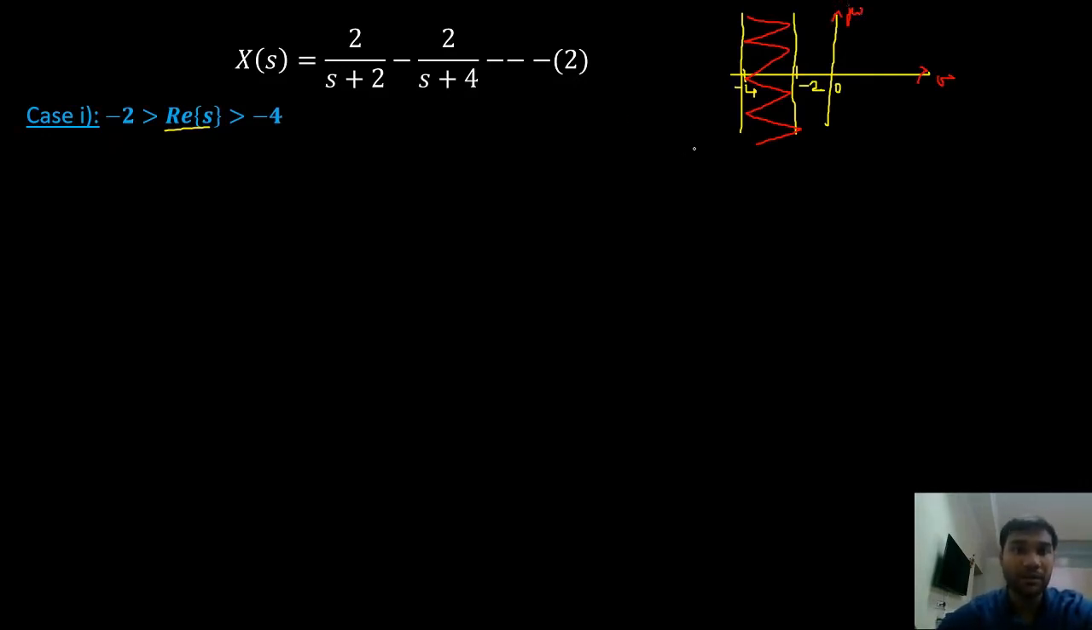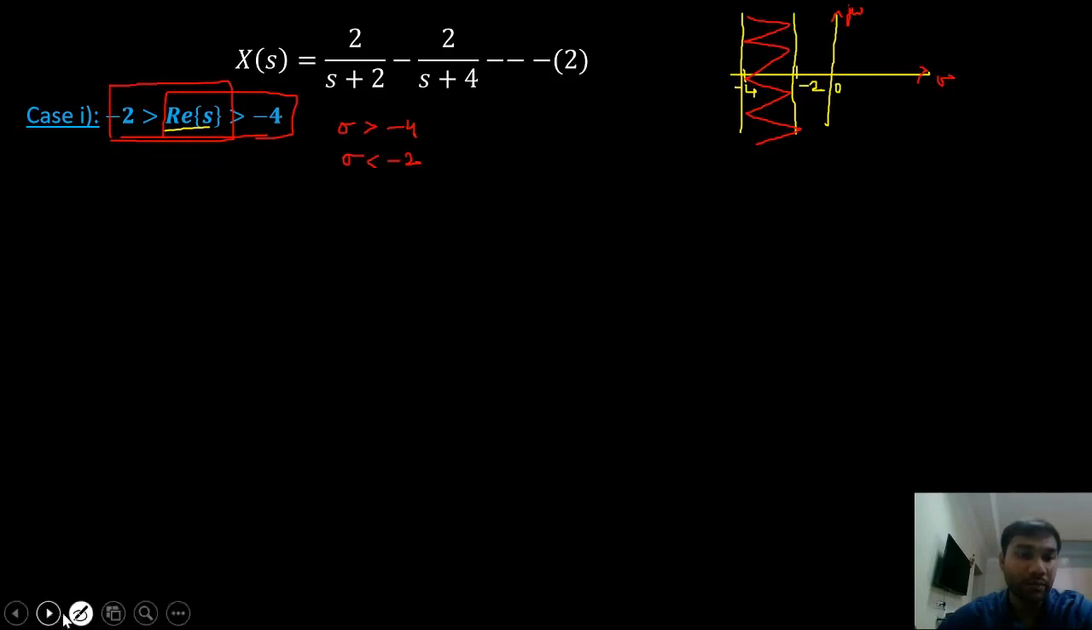This is my ROC. So from this ROC, what can I say? My sigma is greater than minus 4, and sigma is less than minus 2. I'm splitting this inequality into two different inequalities. The first inequality is sigma is greater than minus 4, and the second inequality is sigma is less than minus 2.